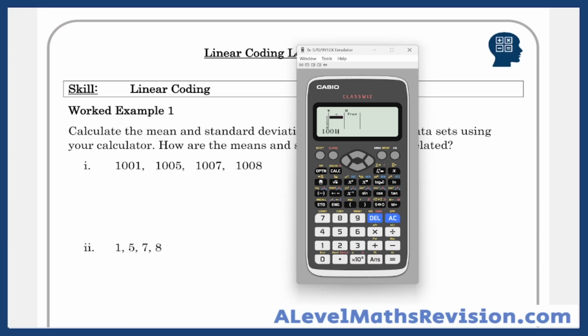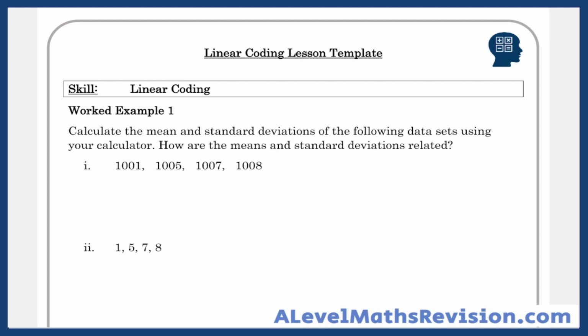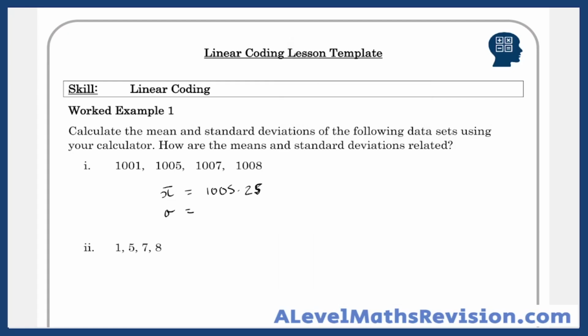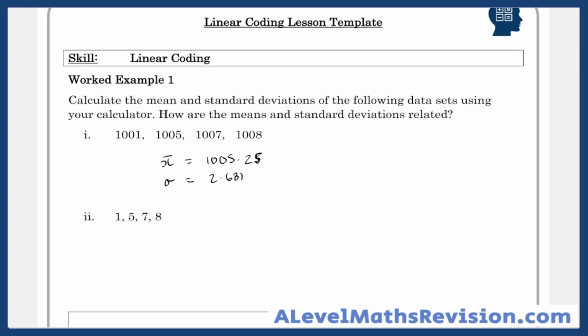I'm going to put this in the list. So 1001, 1005, 1007, 1008, and one variable calculation. So there we've got the mean x bar is 1005.25. So x bar equals 1005.25. And the standard deviation sigma is 2.681. So sigma equals 2.681. And there we have it, the mean and standard deviation of that set.